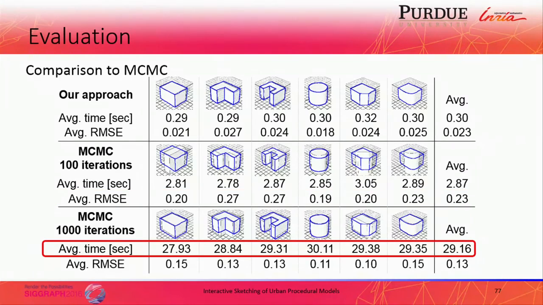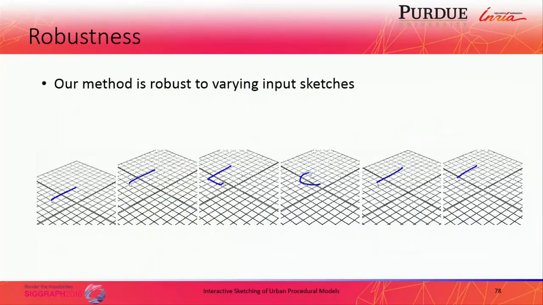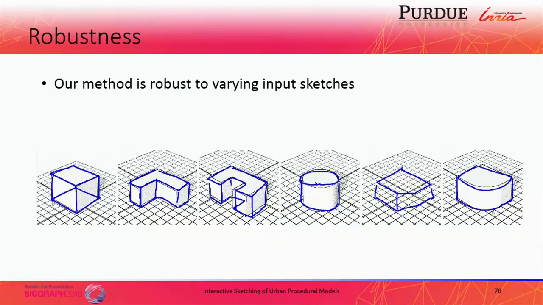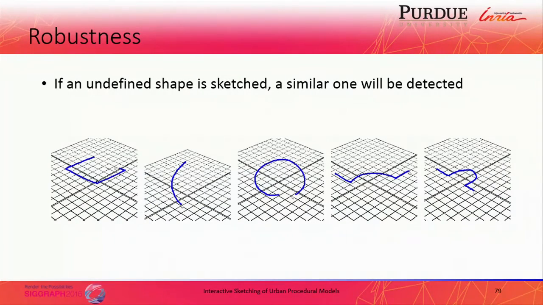Our method can robustly recognize the grammar snippet and estimate its parameter values despite inaccurate sketches and different sketching styles. If the user draws a shape that is not covered by our snippets, the system finds the closest one. And note that it would be very easy to extend our approach by simply adding more snippets.